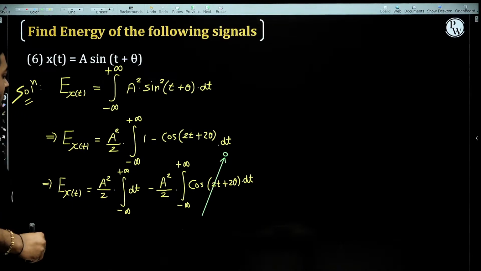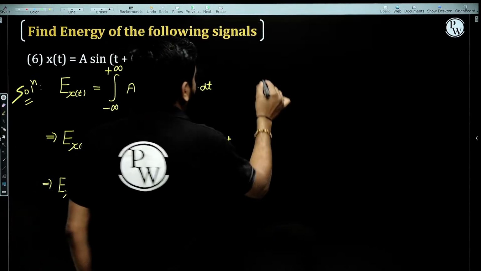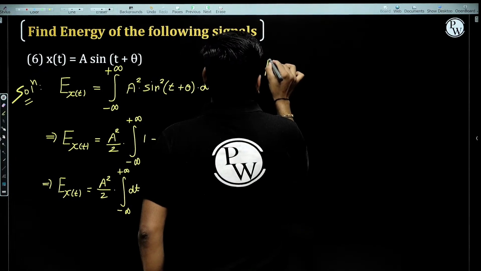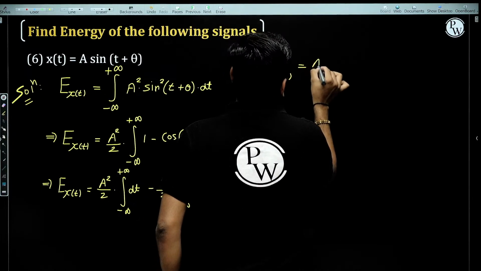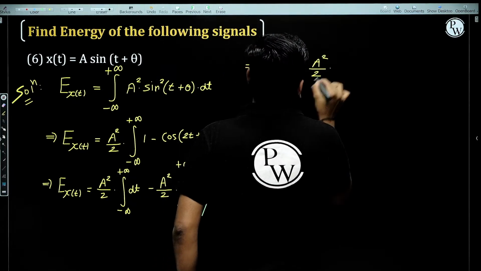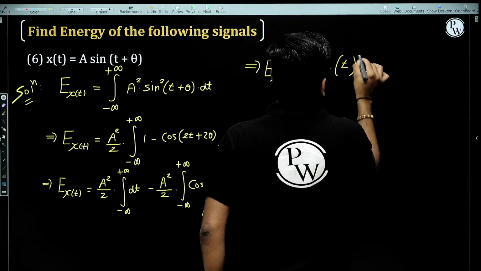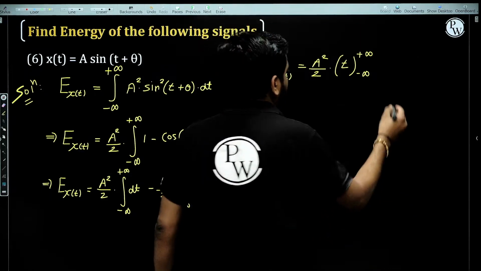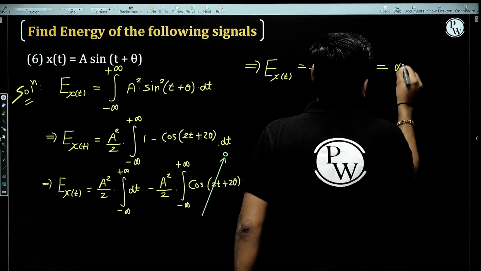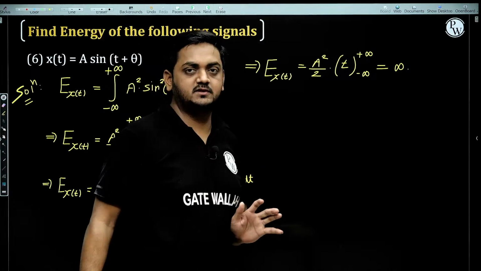And if I am talking about the first one, here integration of the second part, it is a square by 2, integration is t, limit from minus infinity to plus infinity. If you put upper limit and lower limit, then of course you will get answer infinite. So energy is infinite. We can say energy of a sinusoidal function is infinite.